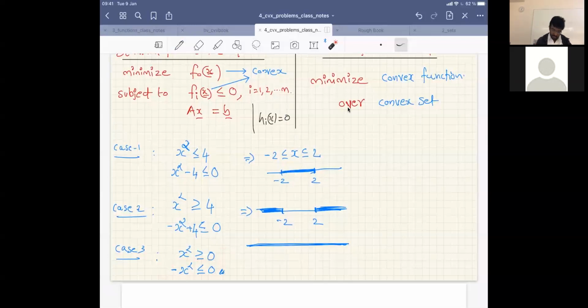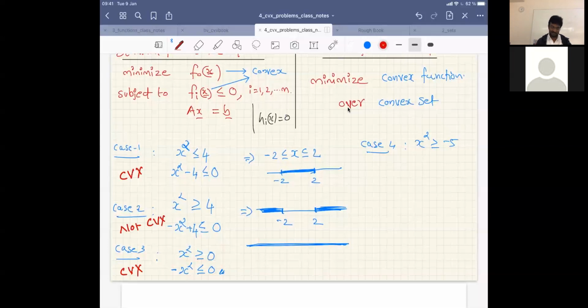Again, if you consider case 4, so x square is greater than or equal to minus 5. So let's write our conclusion. This was convex. This is not convex. This is convex. What will be this? Non-convex. Why?